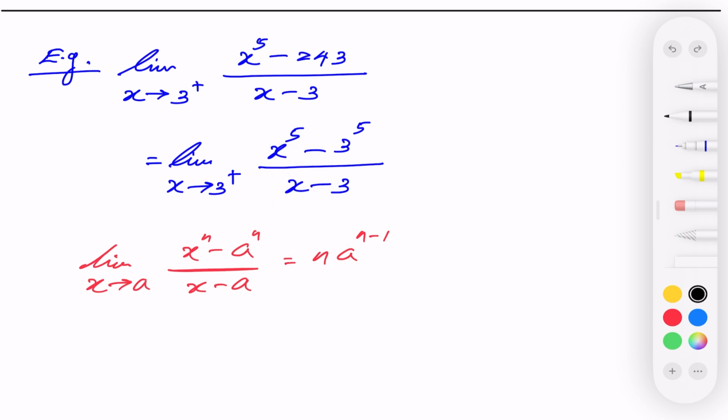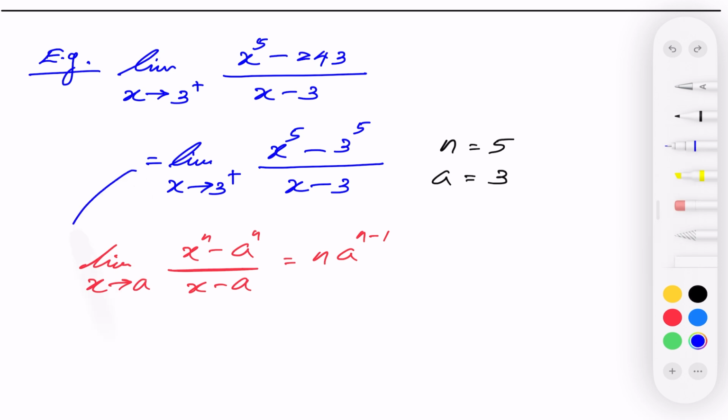That means your n is equal to 5 for this example. And then instead of a raised to the nth power, we have 3 raised to the fifth power. Therefore, your a for this example is equal to 3. Of course, if I know n and a, then I'm done. I can directly write down the final answer.